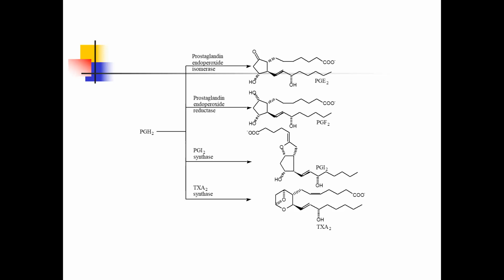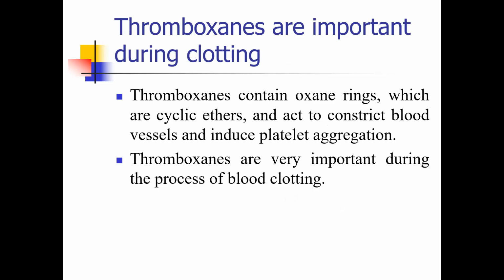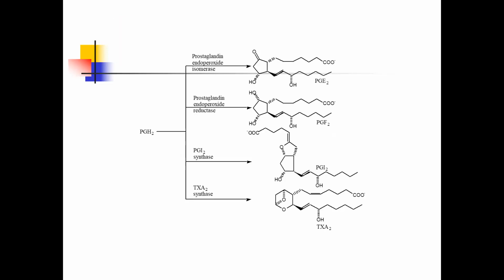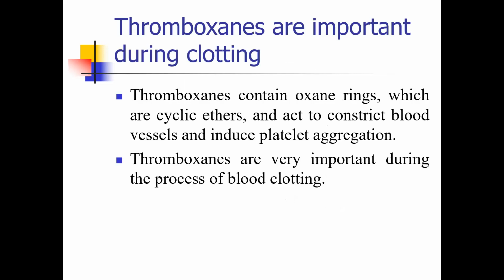And then thromboxane A2 synthase will make thromboxane A2. That's a progenitor of the thromboxanes. Thromboxanes are procoagulant molecules. And thromboxanes have an oxane ring. That's called an oxane ring, hence the term thromboxane. They constrict blood vessels. They induce platelet aggregation. They're very important in blood clotting because they activate platelets.